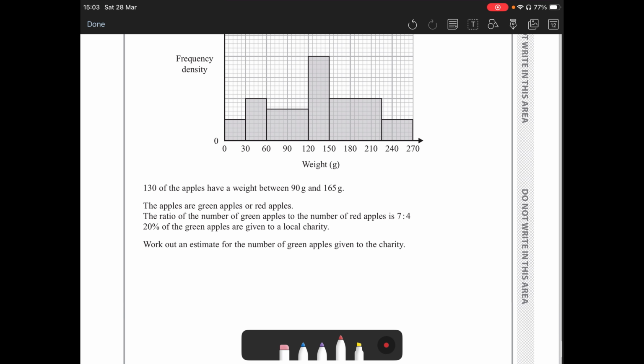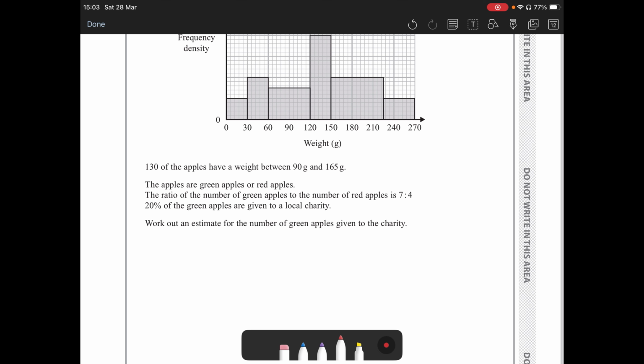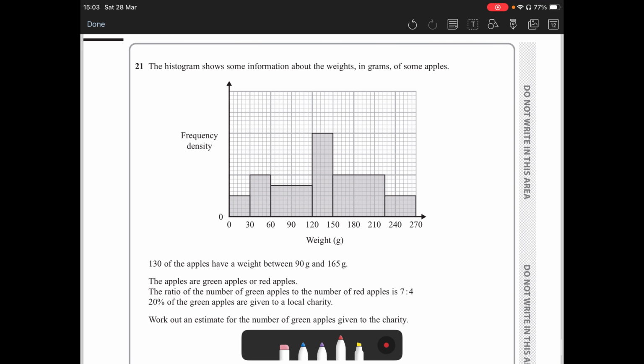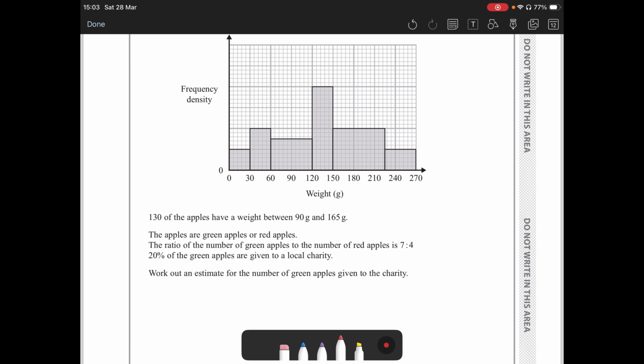Histogram, frequency, density, and weight. Right, so this one has a bit of everything. Okay, 130. So this histogram is telling us 130 of the apples have a weight between 90 g and 165. Now, I'm thinking, scaling wise, that's going to be exactly halfway here, isn't it? So it's like halfway there. So we know that the area of all three sectors is 165. No, not 165, but 130. My bad. That's all three added up to 130.